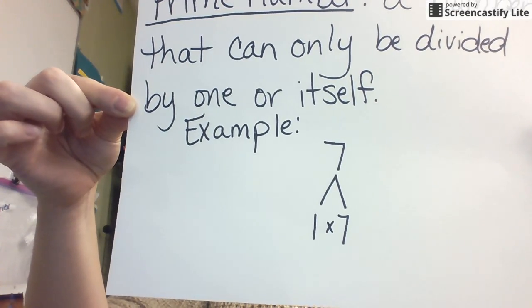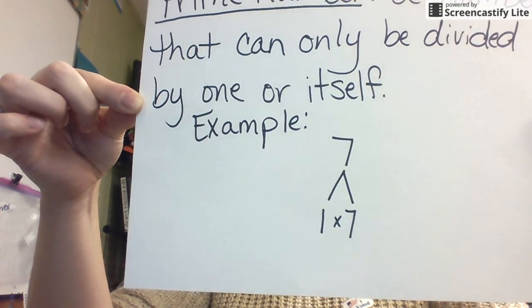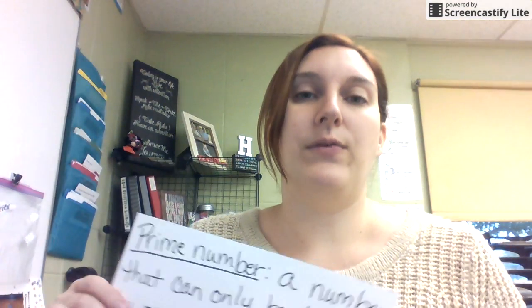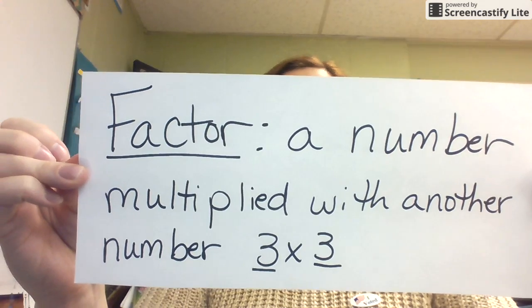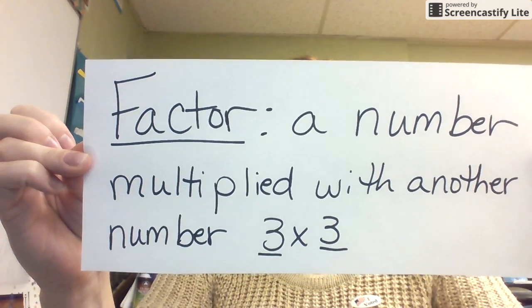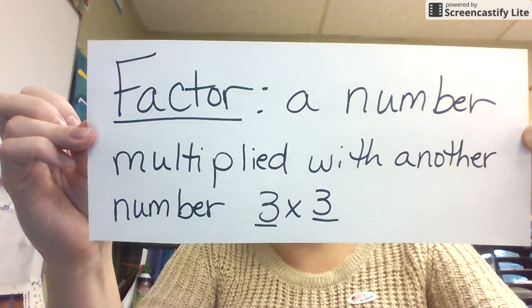Can you think of another example? The next example that I can think of is 13. You can only multiply 1 times 13 in order to get 13. There are no other factors that you can multiply together to get 13. So, a factor, if you forget what a factor is, you can always look at the purple poster in our classroom. A factor is a number multiplied with another number. So, in the expression 3 times 3, 3 and 3 are both factors.